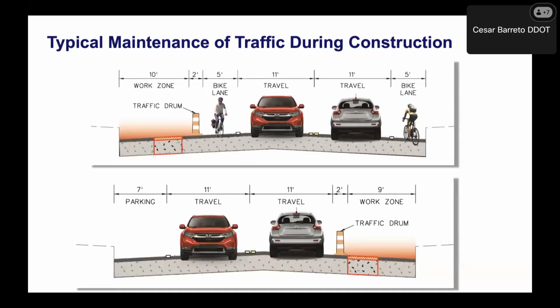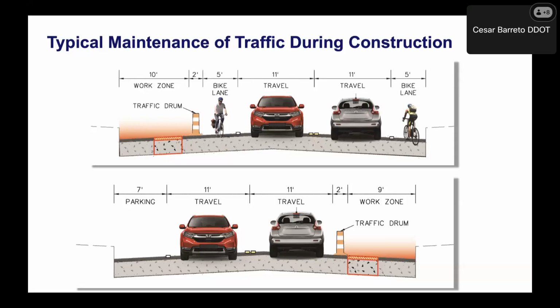In reference to the maintenance of traffic, we would like to share some imagery of how the maintenance of traffic will look. On the top image, you'll see a designated work zone on the left side, covered by traffic drums. You can see a little red section on the bottom side of the road where we're literally excavating. Next to that, you see a bike lane and travel lanes for the vehicles, along with a travel lane and bike lane on the other side.